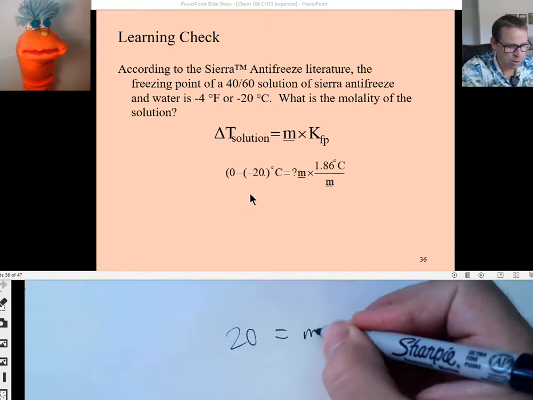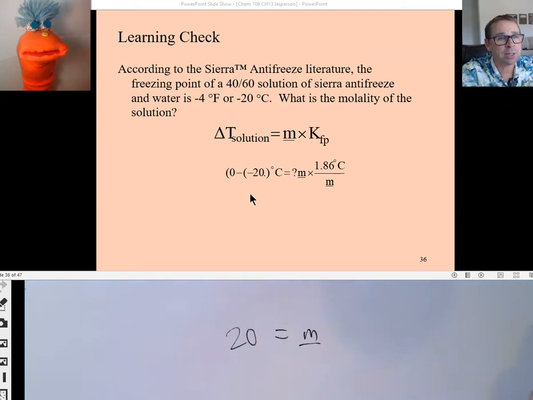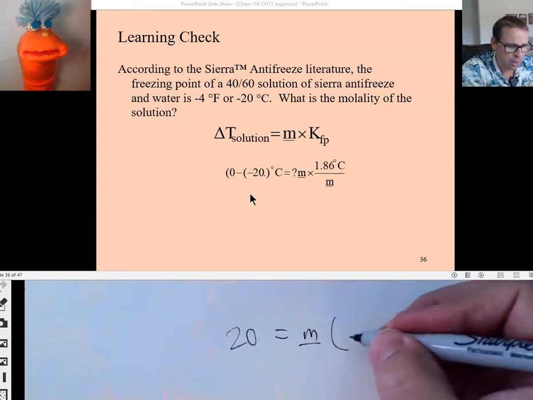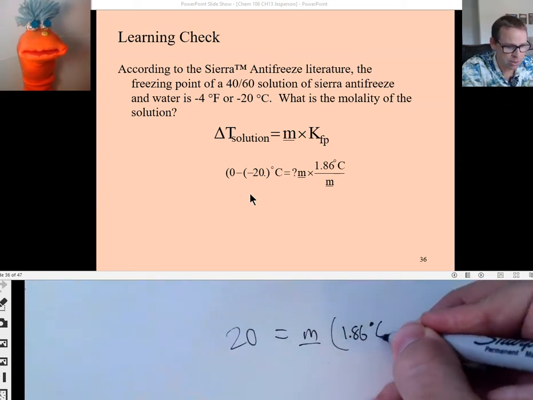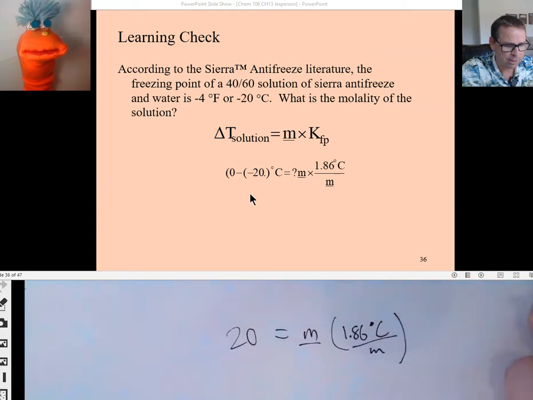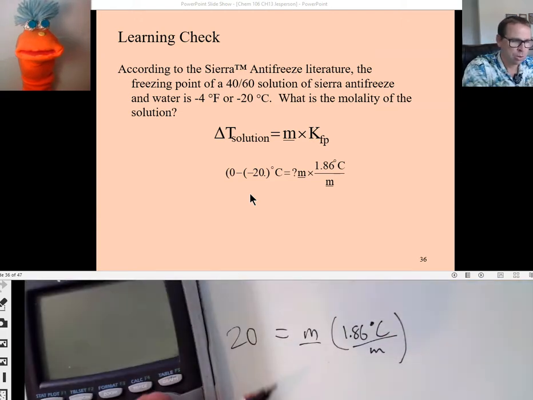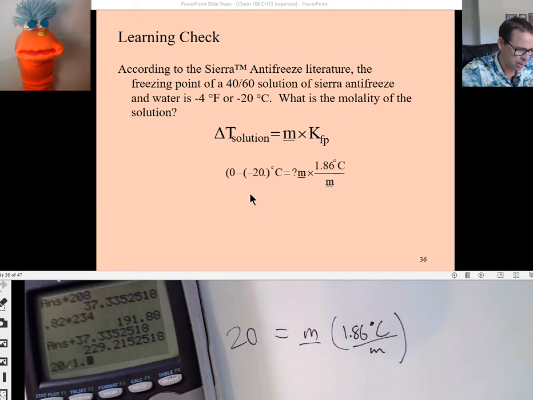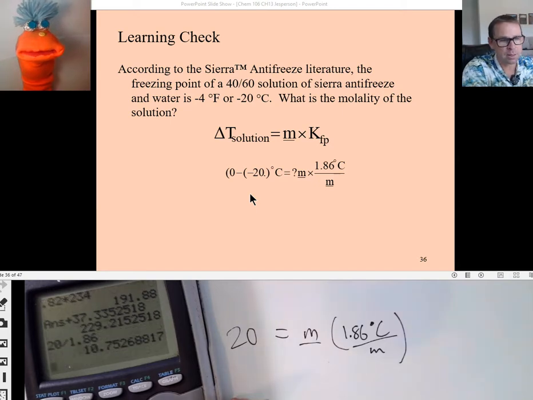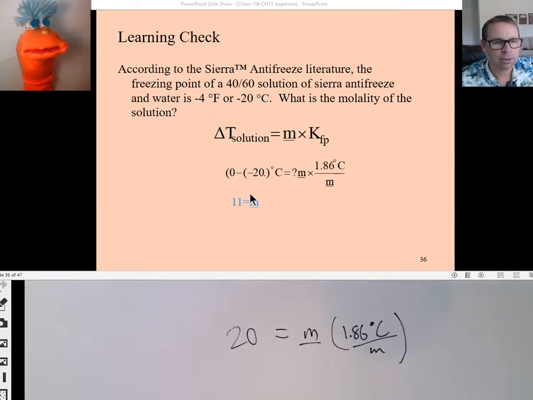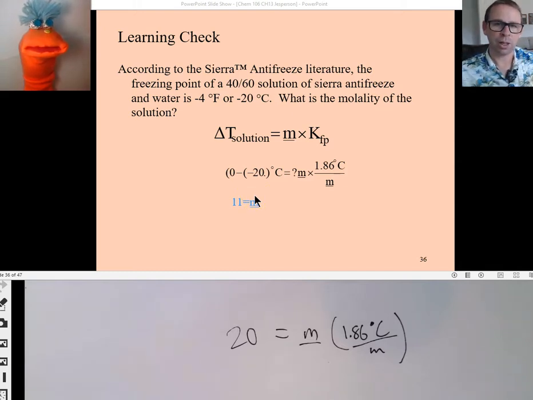And we want to know the molality. Is that what they're asking for? Molality. And we have 1.86 degrees Celsius for every molal. All right? So 20 divided by the 1.86 will tell us a necessary molality, 10.8, or rounding to two significant figures, 11, to create a solution which has a freezing point of -20 degrees Celsius. Okay?